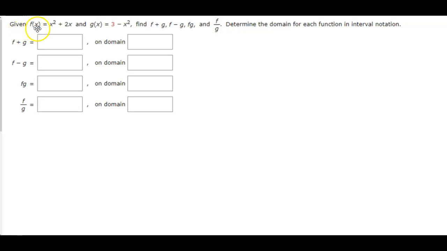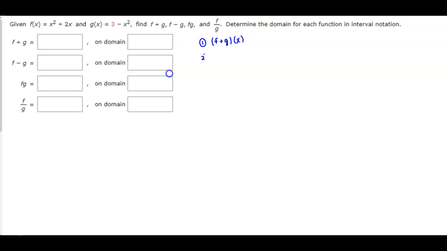Okay, given that f of x is equal to x squared plus 2x and g of x is equal to 3 minus x squared, we want to find f plus g, f minus g, f times g, and f divided by g. So let's take a look at the first one. We want to find f plus g of x, and then once we do that, we need to find the domain of that function.